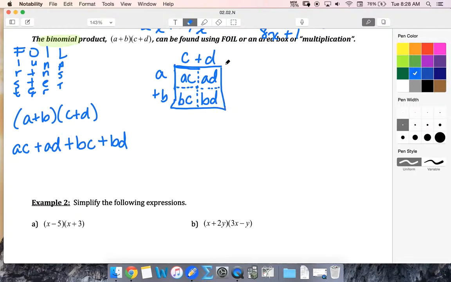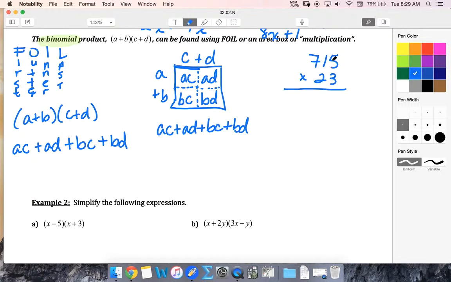In the end, my total area, I have to add up everything inside. AC plus AD plus BC plus BD. It's exactly the same thing. The other way we can think about it is just thinking about multiplication. And in this case, I'm going to give us the multiplication of 715 times 23.